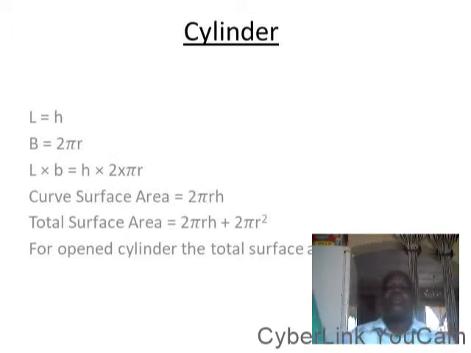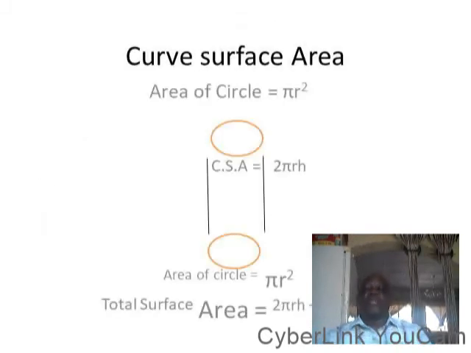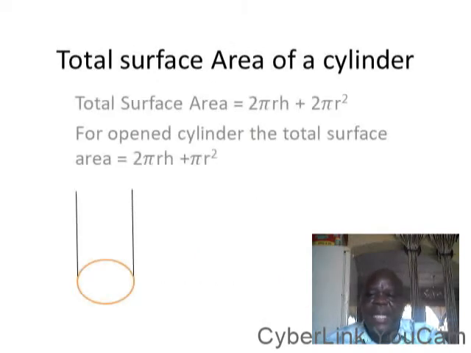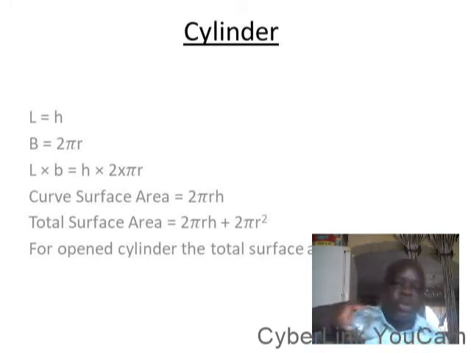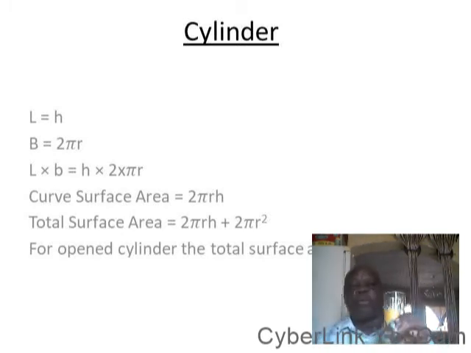Now, let's go to the next slide. We have what we call an open cylinder. What is an open cylinder? An open cylinder is a cylinder that is open at one end. Look at this glass cup. The base has a circle, is covered, but the upper part is not covered. This is what we call an open cylinder.